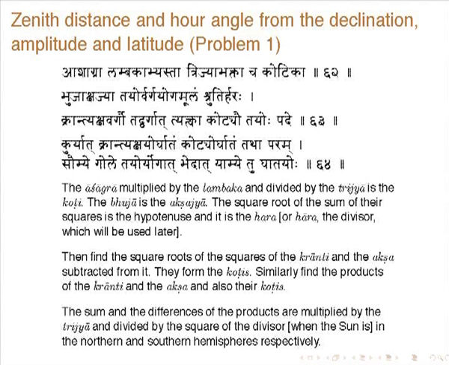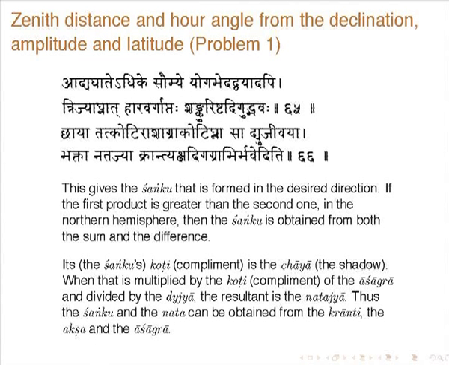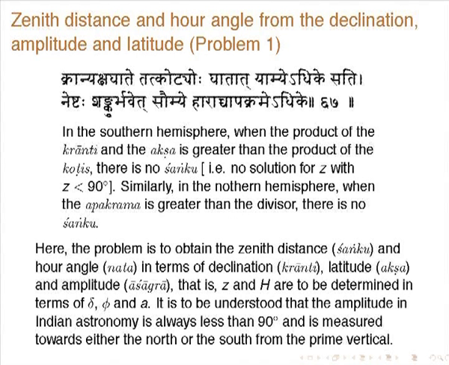The ashagra multiplied by lambaka and divided by trijya is koti, etc. So this is what he is saying. We'll see what is the result. This gives the shanku that is formed in the desired direction, and when it is the northern part of the celestial sphere and the southern part, there is some difference. So he is telling all this here.